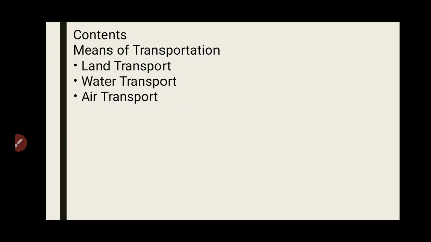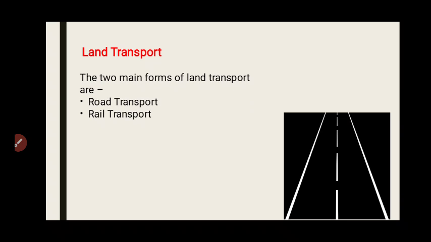As we read, the most important use of wheel is its use in the means of transportation. Yes or no, children? Whenever we want to use any type of transportation, wheel is required. The use of wheel is very important. So let us now read about some important means of transportation. There are three means of transportation: land, water and air. First we will see land transport. The two main forms of land transport are road transport and rail transport.